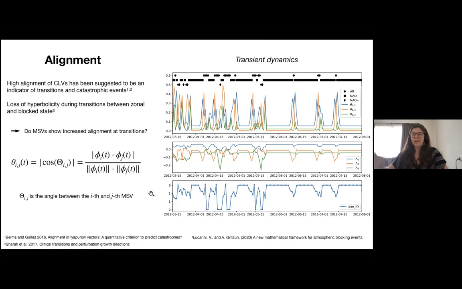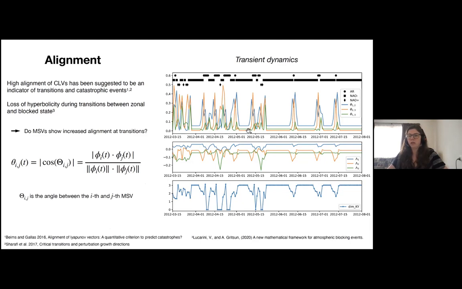We could also look at alignment of the CLVs, which has been said to be an indicator of transitions and catastrophic events. And it also has been discussed that there's a loss of hyperbolicity during the transition between a zonal and block state in the North Atlantic. So do we see that increased alignment at the transitions? And in fact, as you can see from this spiking behavior in this first plot, that is precisely what we see around the transition. So the symbols here are just the state indicators.